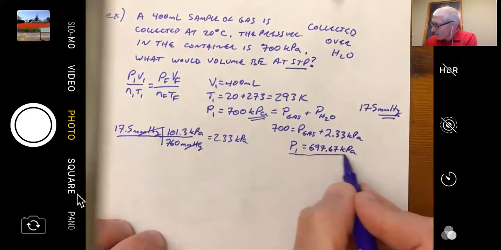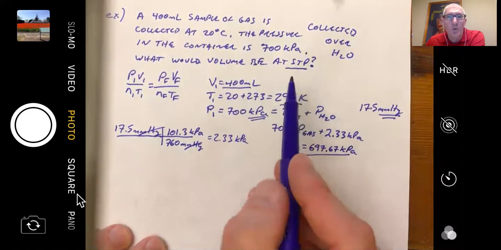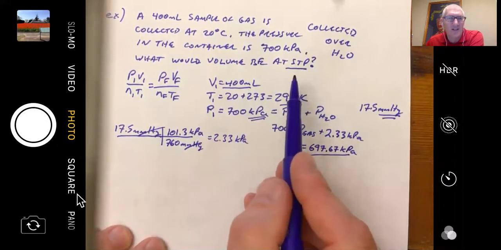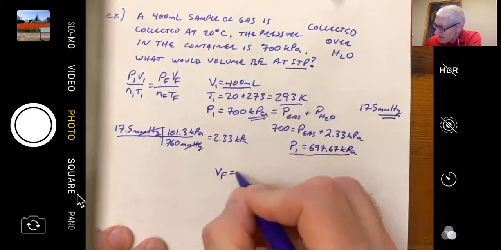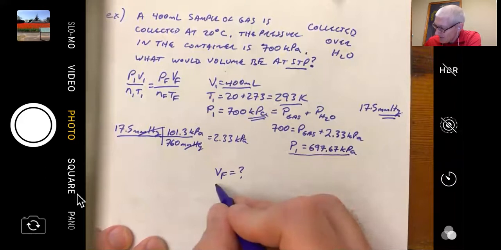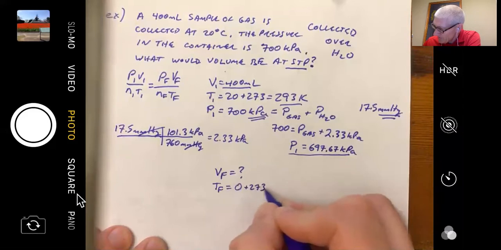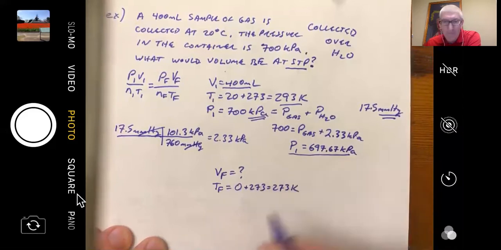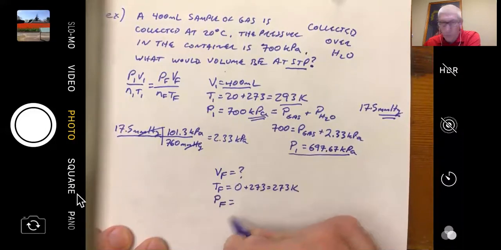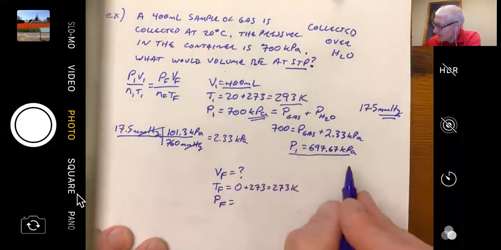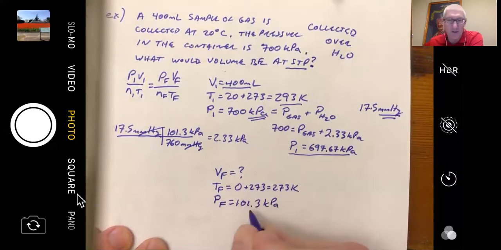So I've got a P1, a T1, and a V1. And now we say, well, what's the second set of conditions? It's STP. So we're trying to find volume. So the volume at the end is unknown. Standard temperature is going to be 0 degrees Celsius, which we know is 273 Kelvin. And then standard pressure is 1 atmosphere, but because we're using kilopascals, we're going to use 101.3 because that's the pressure of 1 atmosphere.